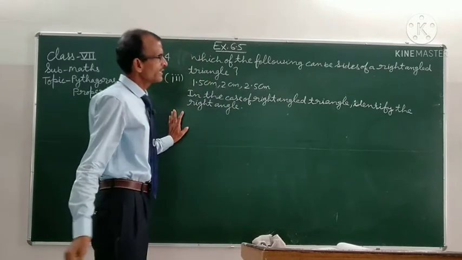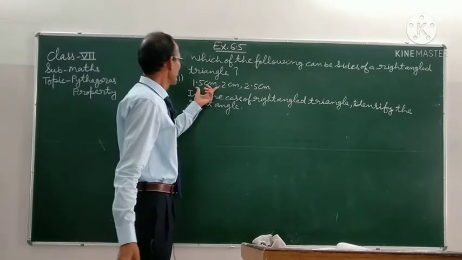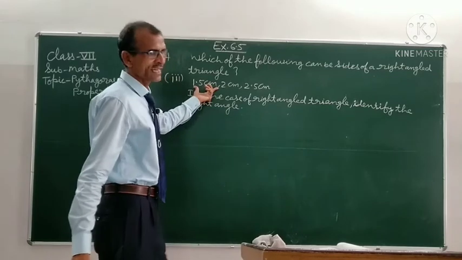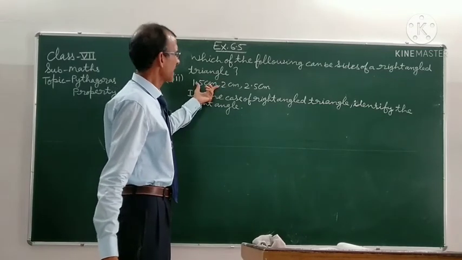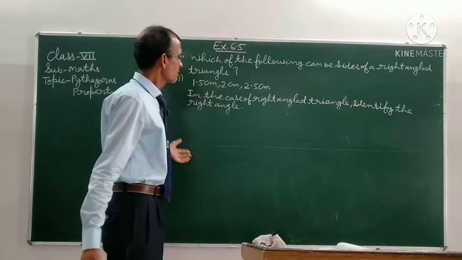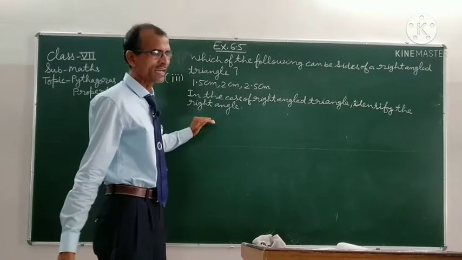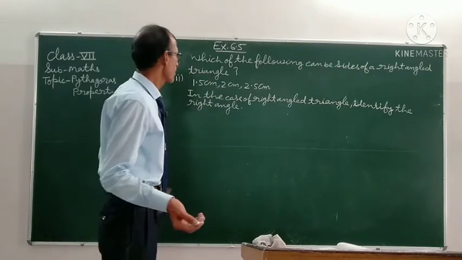In this question, you have to tell, इस क्वेश्चन में आपको बताना है कि क्या ये राइट एंगल ट्रायंगल की साइड हैं, राइट एंगल ट्रायंगल की साइड हैं, और अगर हैं तो राइट एंगल कौन सा होगा उसमें, उस ट्रायंगल का राइट एंगल कौन सा होगा.